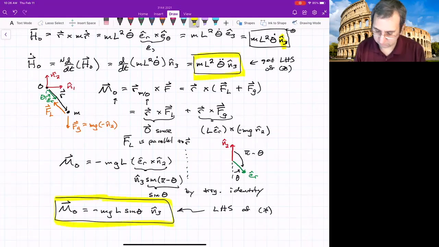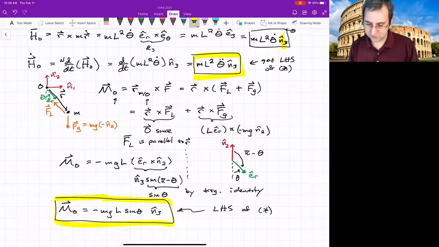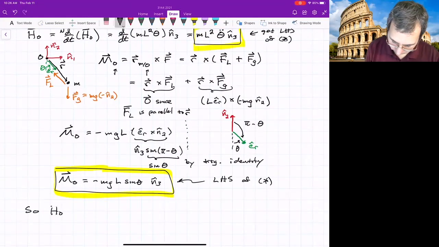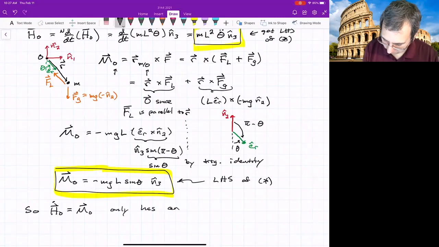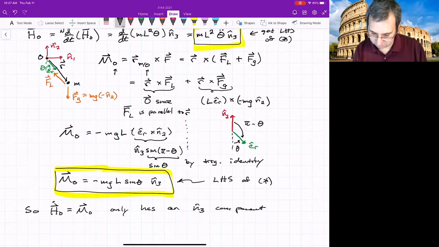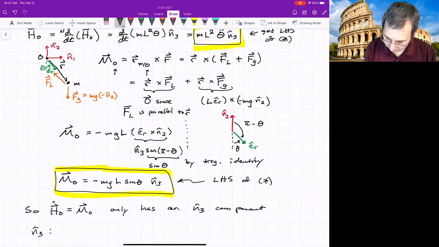Yay. And they're both in the same direction. They're both in N3. So these two vectors only have an N3 component. So H_O dot equals M_O only has an N3 component. So set them equal. We've got ML squared theta double dot equals negative MGL sine theta.